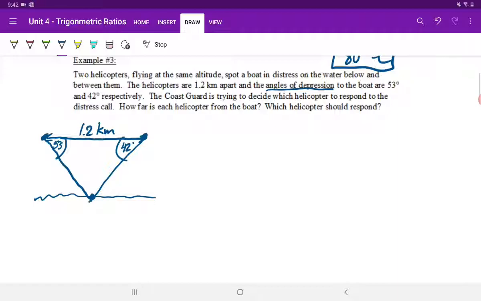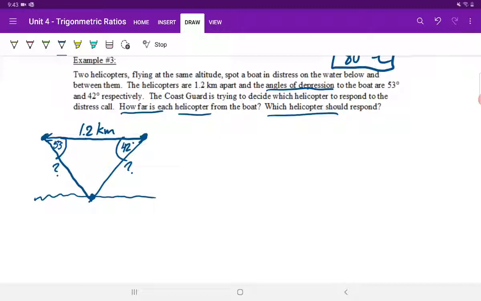The Coast Guard is trying to decide which helicopter should respond to the distress call. How far is each helicopter from the boat? Which one then should respond? So we are essentially looking for this side length and this side length to figure out how far away they each are from the boat. I'm going to redraw this diagram, so don't worry about that.